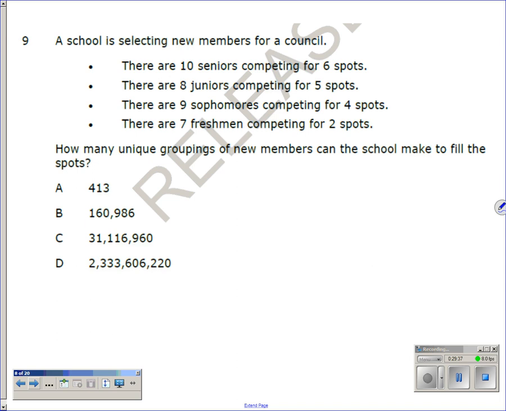All right, number 9. A school is selecting new members for a council. You have 10 seniors competing for 6 spots, 8 juniors for 5 spots, 9 sophomores for 4 spots, and 7 freshmen for 2 spots. This is what y'all do here, right? Y'all have people campaign for spots on the student council. It says, how many unique groupings of new members can a school make to fill the spots? How many ways can I get groups of these students in each category? How do you think I'm going to process it?